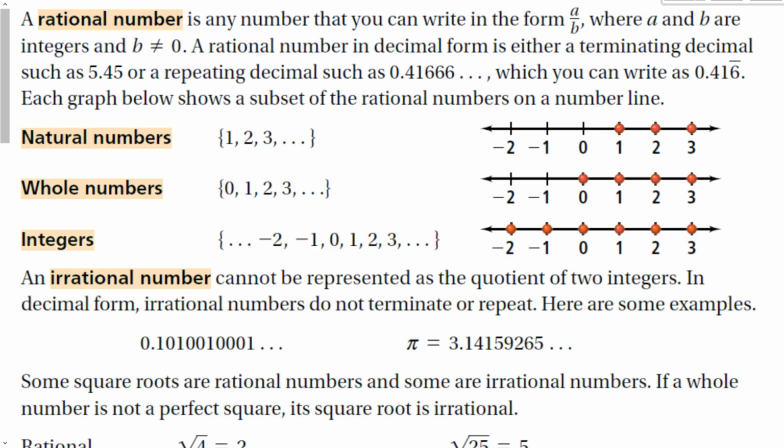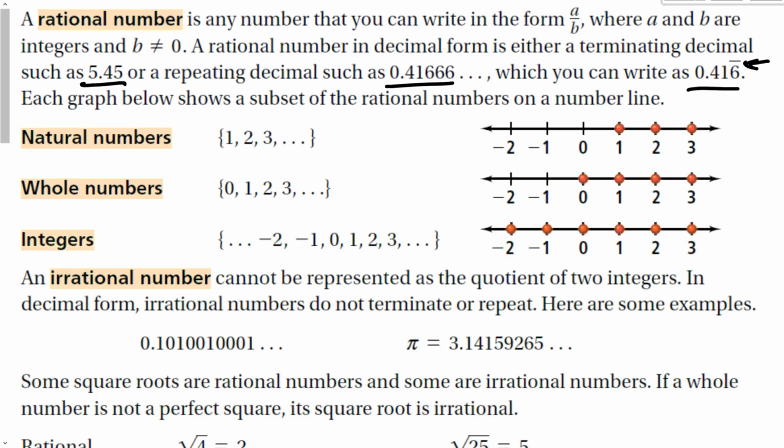If it's a decimal, a rational number in decimal form is either a terminating decimal, like 5.45, or a repeating decimal, like 0.4166666666. That's what the dots mean. It keeps on going. They're called ellipses, and it just means they keep on going forever. Those sixes keep on going forever. And we can also write that with the little bar on the top. If you see that bar, that means that particular decimal repeats, which means that this is a rational number.